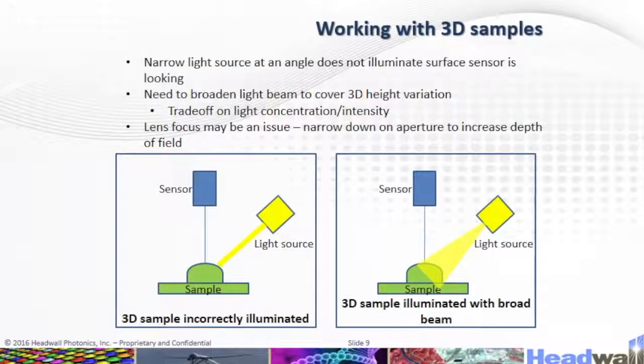Working with 3D samples, a narrow light source at an angle does not illuminate the surface the sensor is looking at. You need to broaden the light beam to cover 3D height variation. It's also a trade-off on light concentration and intensity. Lens focus may be an issue; narrow down the aperture to increase depth of field. Look at the diagram on the left: you see the sample incorrectly illuminated, and on the right is the 3D sample illuminated with a broad beam.